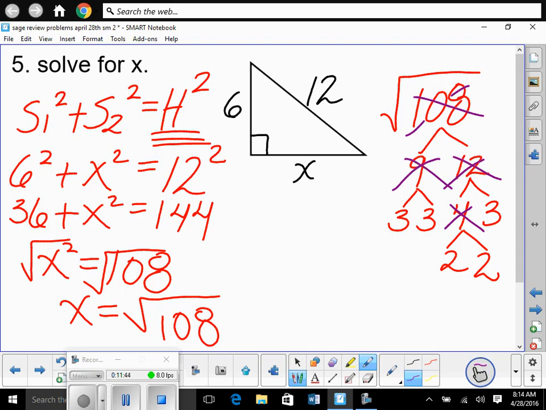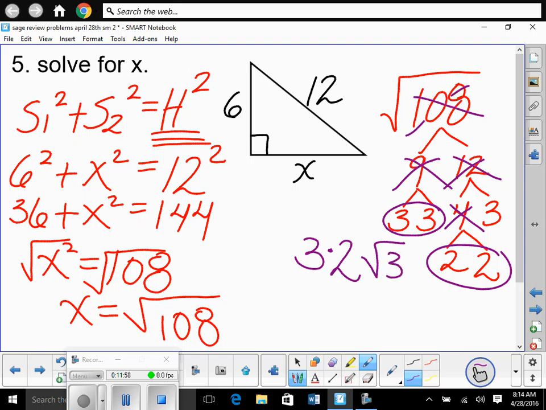Pulling out groups of 2, so there's two 3's, so you pull out a 3. There's two 2's, so you pull out a 2. Don't we multiply what we pull out? Yes. And left was a 3. If you do good handwriting there, you won't get it wrong so much. So we still have a square root of 3. So our answer will be 6 square roots of 3. That's our x value. That's that side length. Questions?